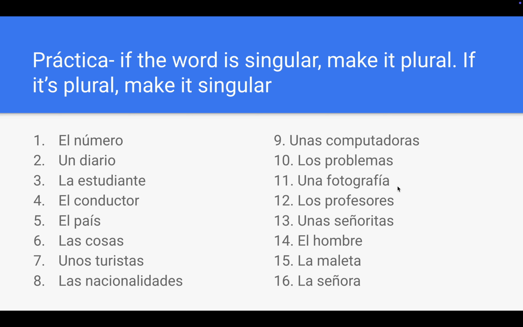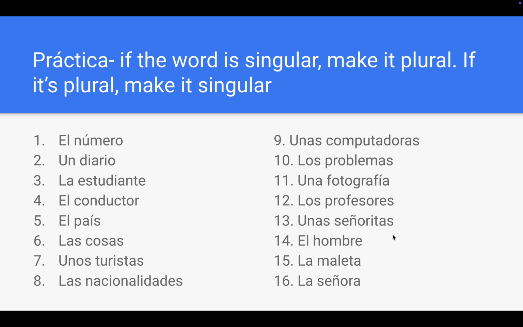In 11, it's already feminine. We're making it plural. We're going to add S's. Unas fotografías. 12 should be el profesor. It has this OR ending. This is the plural ending, but the gender part is right here. The OR makes it masculine. Also, the los tells you it's masculine. So the singular would be el profesor.